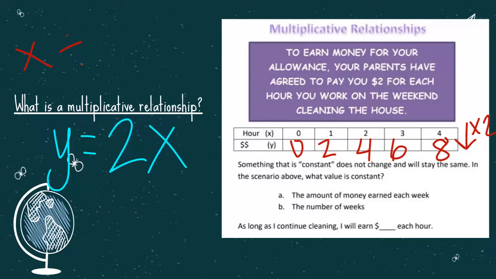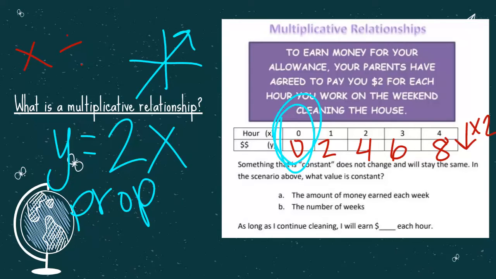Since I am not adding or subtracting anything on the end, and I can see this point very clearly right there, that is the origin, this would be a proportional relationship. Which means that it would be a straight line that goes right through the origin. So now we want to finish our answers over here.